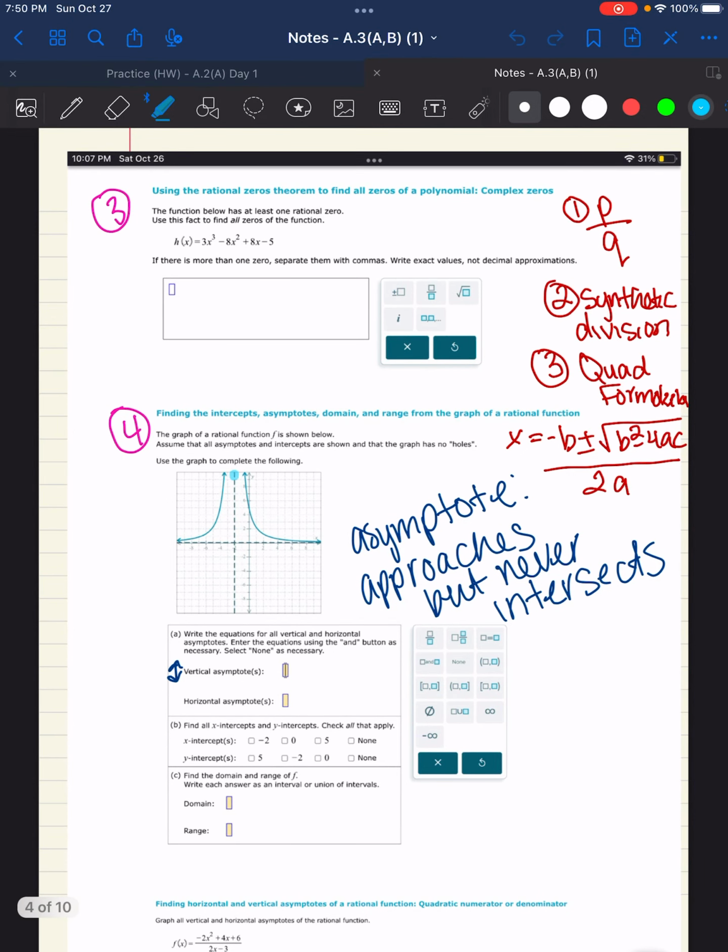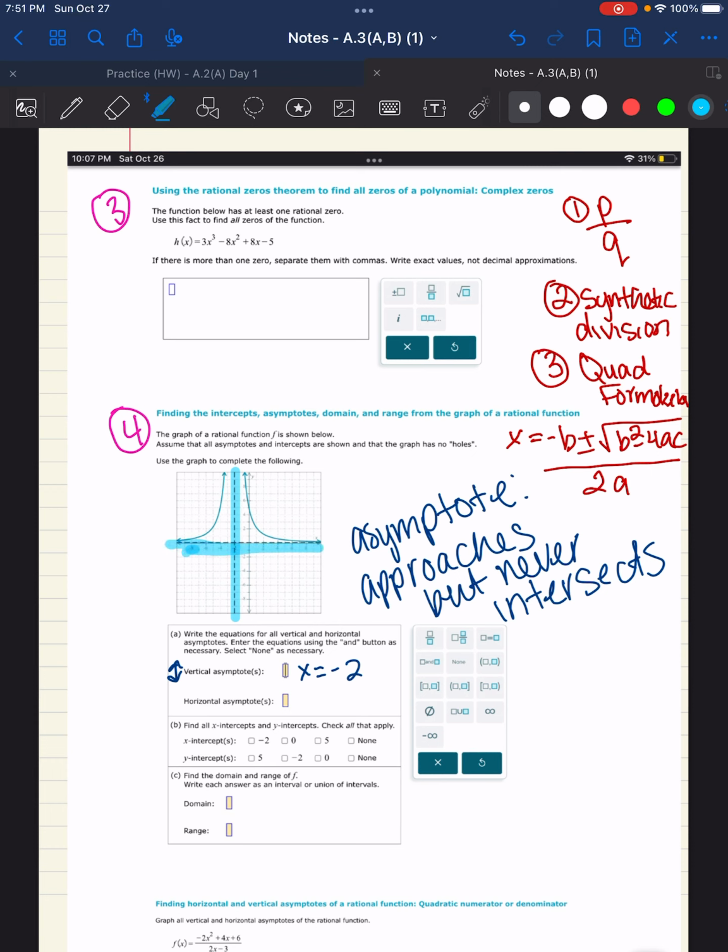Considering vertical is straight up and down, I look right here, vertically straight up and down at that dashed line. That is your asymptote line, your vertical asymptote, and it's cutting through -2. So your vertical asymptote is x equals -2. We're going to move on to the horizontal asymptote.